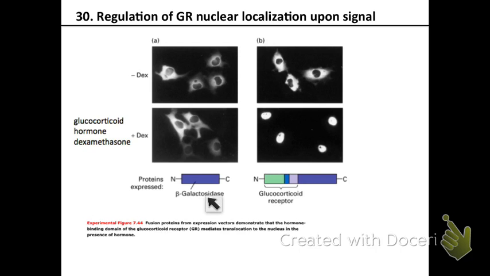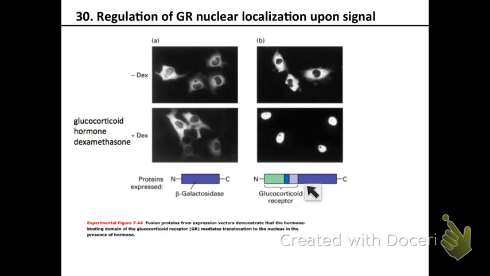It's always cytoplasmic. So in the absence of dexamethasone, which is a glucocorticoid hormone, you expect your negative control to be localized to the cytoplasm, and that's essentially what you see. These little blobs here are the nucleus. And then when you add the hormone, you see no difference in the localization. It's still in the cytoplasm, right?